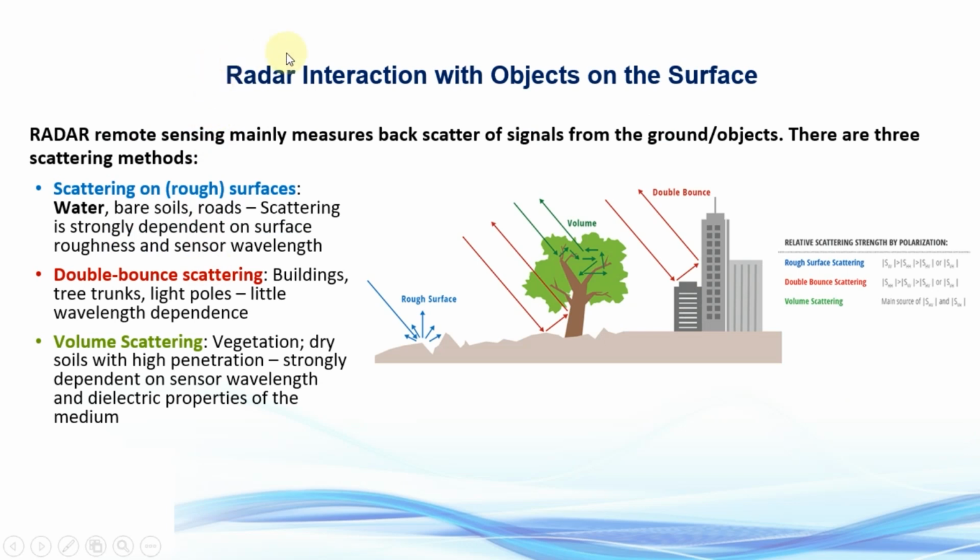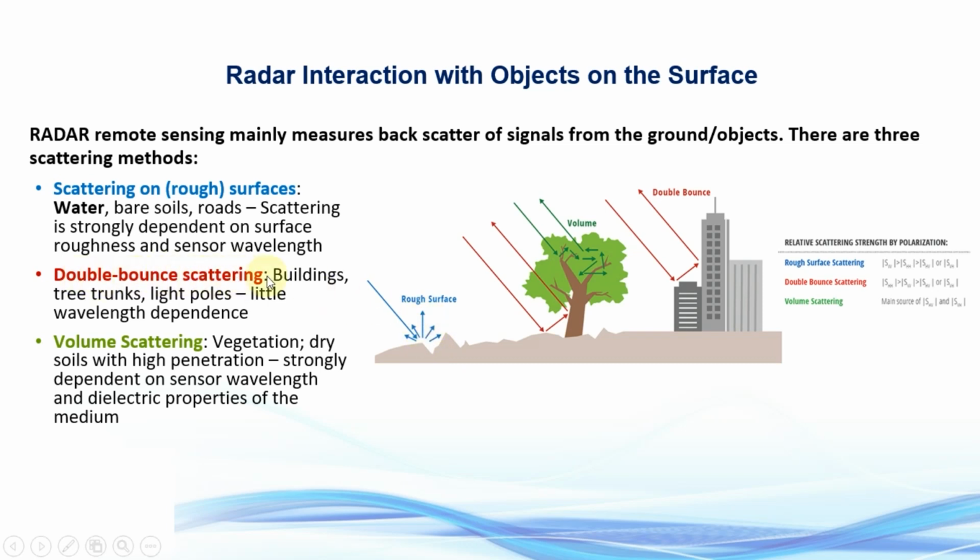Now, let's explore how radar interacts with objects and surfaces. Radar mainly measures backscatter of signals from ground objects. There are three scattering methods. First is the scattering on rough surfaces, like water, bare soil, and roads. It is strongly dependent on surface roughness and sensor wavelength. For example, if water is very calm, then there will be low scattering. However, if it is moving, you will get more scattering, as its surface will become rougher and uneven.